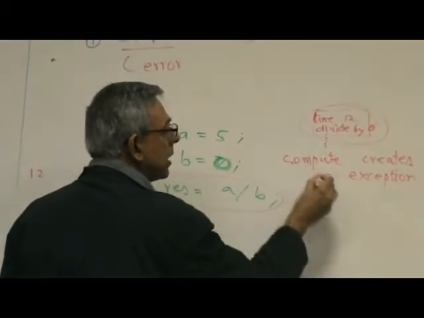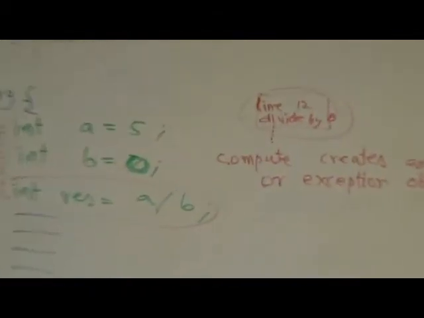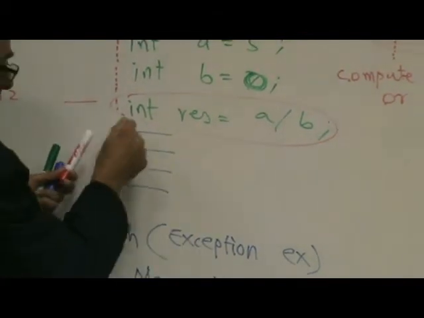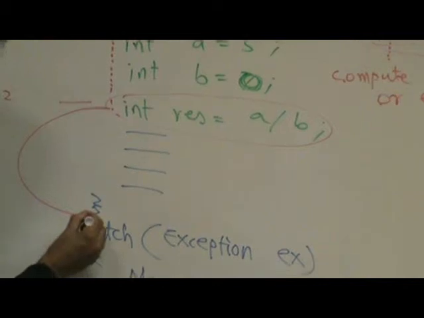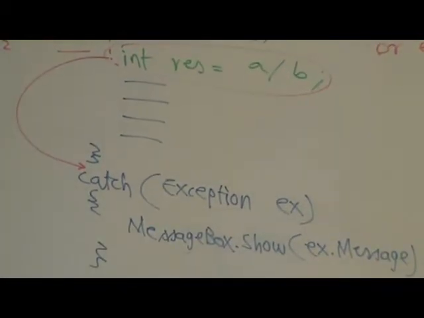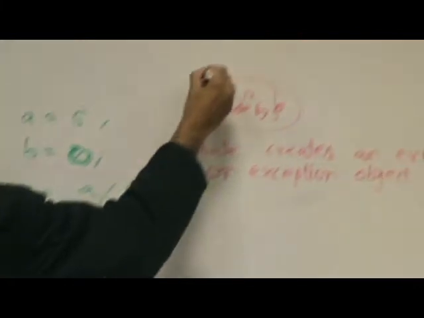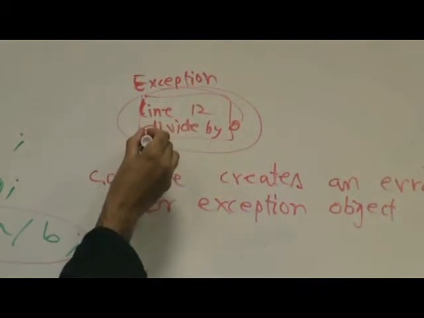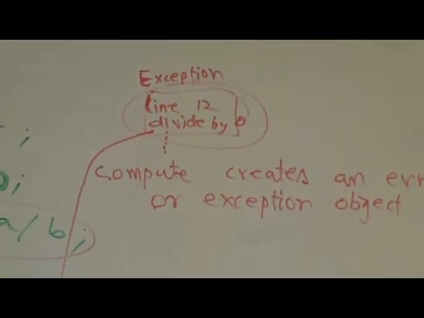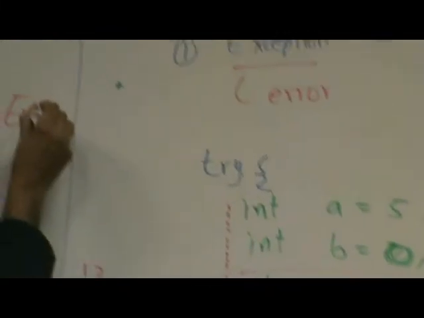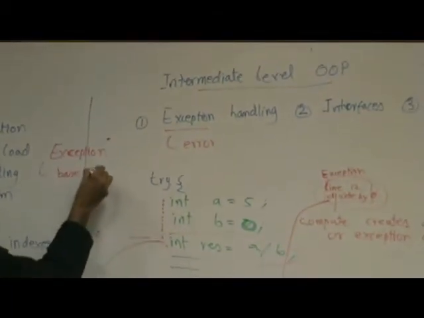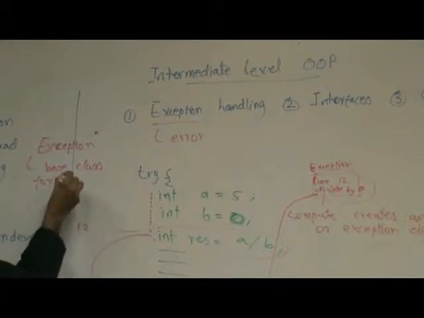Once this error object is created, the computer does not go to the next line. It skips all the next lines and goes to the first catch statement and checks whether the exception object we created matches this parameter. Now, just like Java, Exception with a capital E is the base class for all errors.